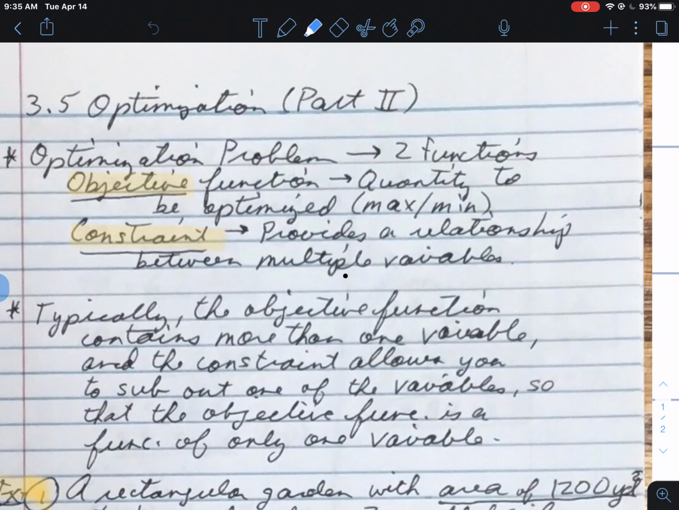All right, section 3.5. Here's our second part of optimization. We looked at the basics of optimization in the previous section, where it really comes down to either maximizing or minimizing a function. It's all about finding the critical values, and then checking to see if those are the locations of maximum or minimum values of our function.